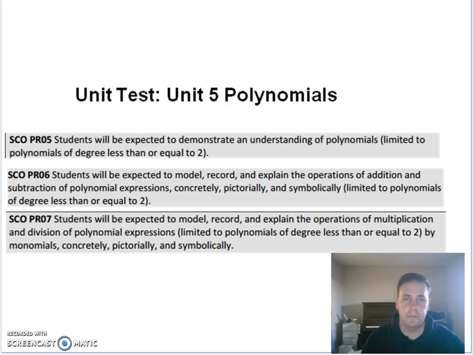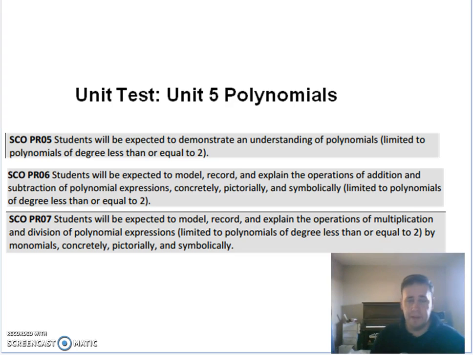The second one, so patterns of relation 6. So you're expected to model, record, explain operations of adding and subtracting. So essentially you're adding and subtracting polynomials. So you're adding like terms, and you're combining like terms, simplifying, whether it's showing your work with algetiles or symbolically. Okay, so that one means concretely / symbolically.